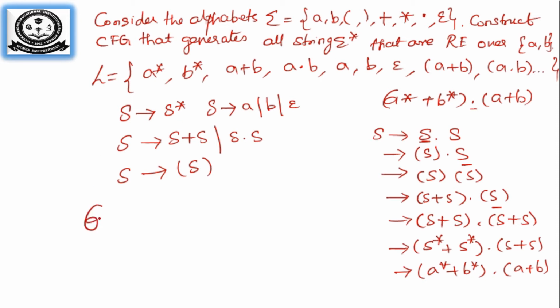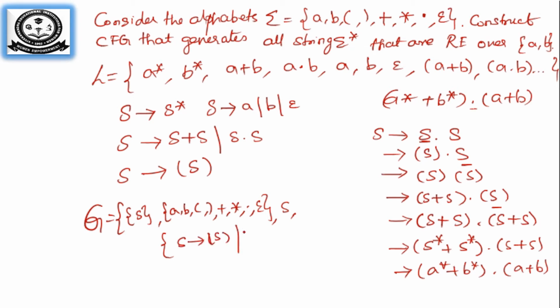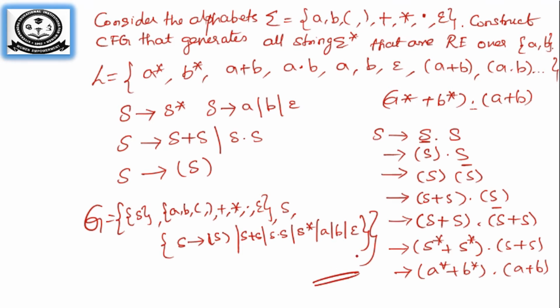Now the grammar generated over here is: we have only one non-terminal, and we have a, b, open parenthesis, close parenthesis, plus, star, dot and epsilon as the symbols. My start symbol is s and my production rule is s tends to open bracket s, or s plus s, or s dot s, or s star, or it can be a, it can be b, or it can be epsilon. So this is the grammar generated for the given problem.